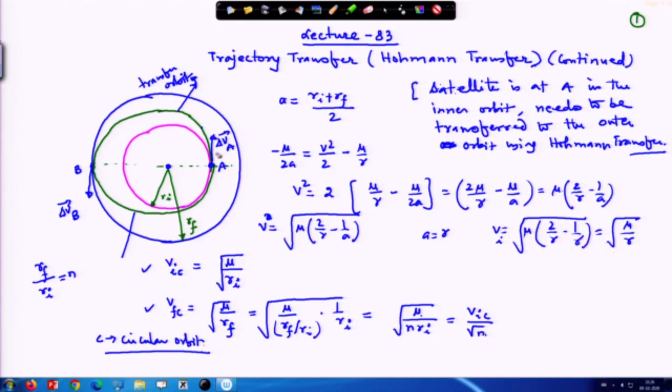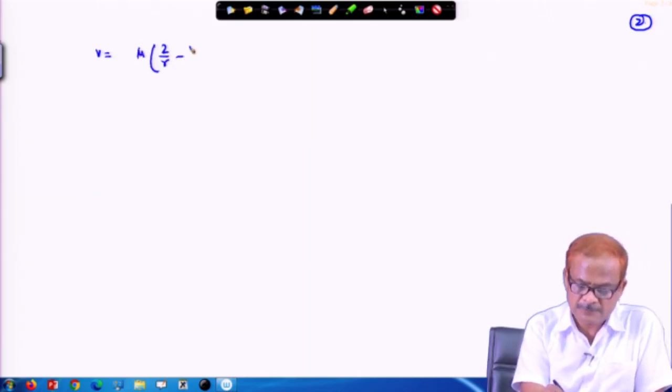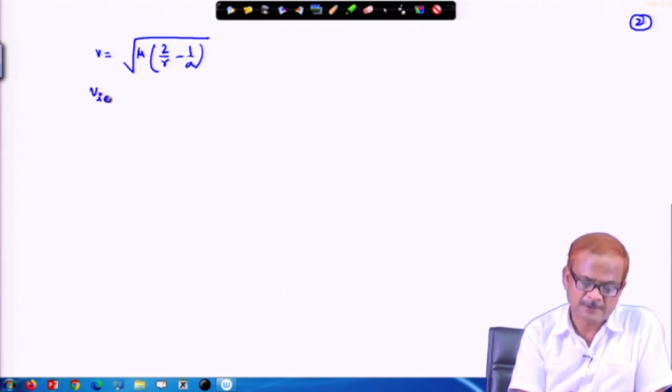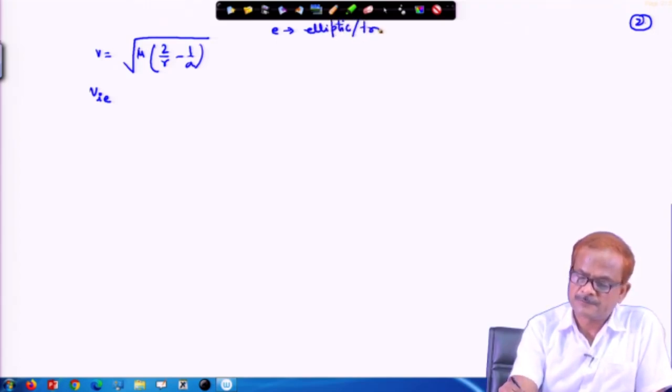Thereafter, what will be the velocity in the elliptical orbit at A? We utilize the formula we have derived here, v equal to square root of mu times 2 by r minus 1 by a. So, v in the transfer orbit or the elliptic orbit at A, for simplicity we write as v I e in the initial orbit at point A, where e stands for elliptic slash transfer orbit.